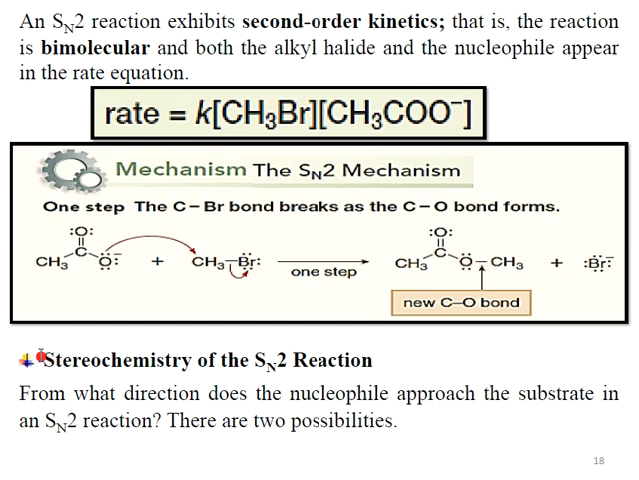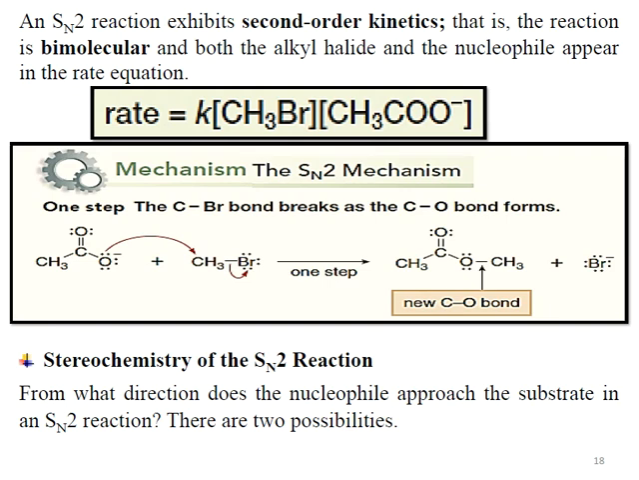Here we will talk about the stereochemistry of the SN2 reaction. We know stereochemistry is the arrangement of atoms in space. The question here is: from what direction does the nucleophile approach the substrate in the SN2 reaction? The nucleophile can attack the substrate from any side. The substrate here is the alkyl halide.